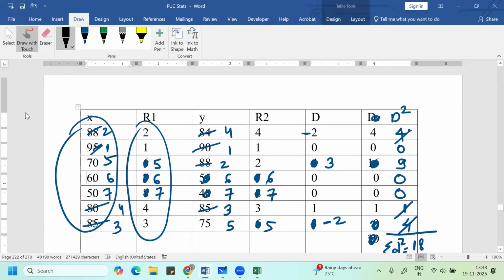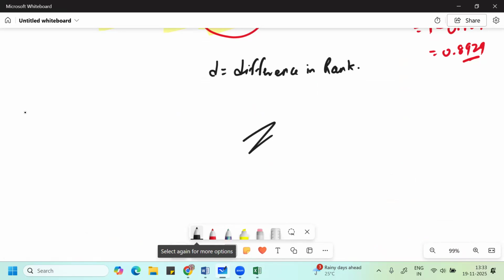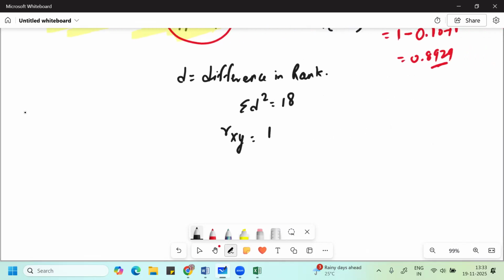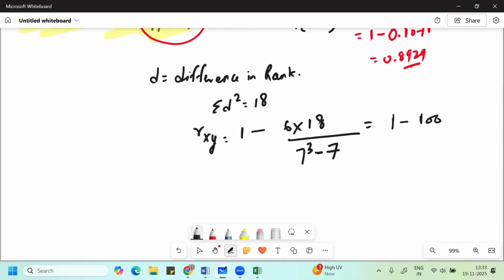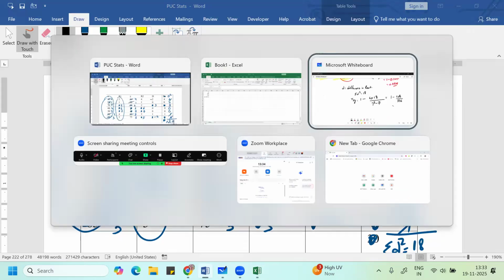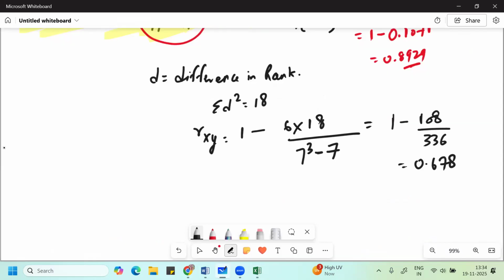Okay, everyone. Let me try. Yeah, the pen is working now. So you got the sum of d square as 18, and the formula of R is 1 minus 6 into the sum of d square by n cube minus n. If you use this formula, you will get 1 minus 108 by 336. If you solve this, you'll get the value 0.678. This is your R value.